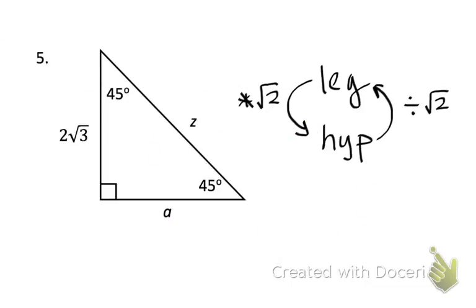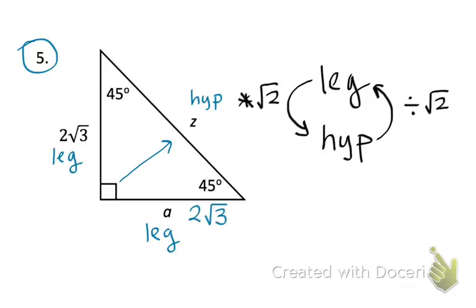Next problem we're going to look at is number 5. And looking at this triangle, we have a 45, 45, 90 triangle. I'm going to label my legs. 2 root 3 is a leg and A is a leg. Across from the right angle is my hypotenuse, which is Z. So right now, since I know that one of my legs is 2 root 3, I also know that the other leg is 2 square root of 3. So we have A equals 2 square root of 3.